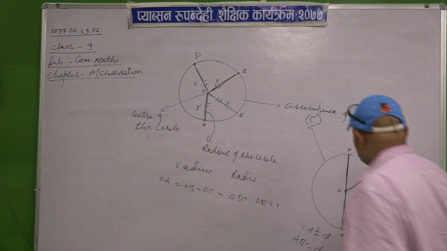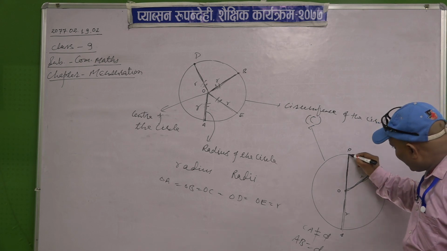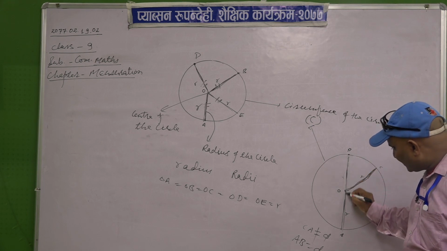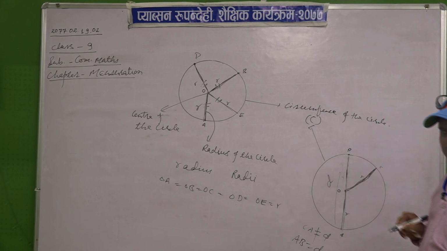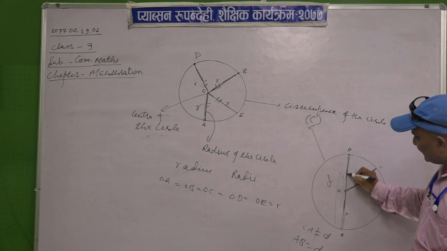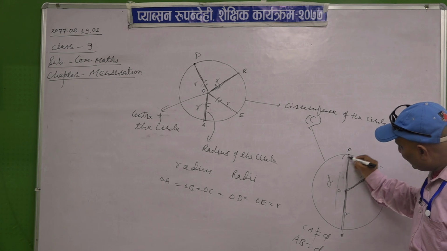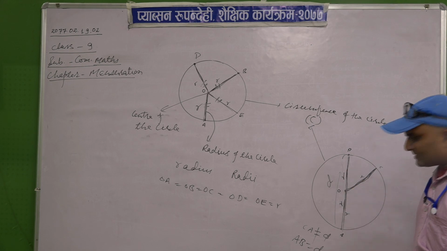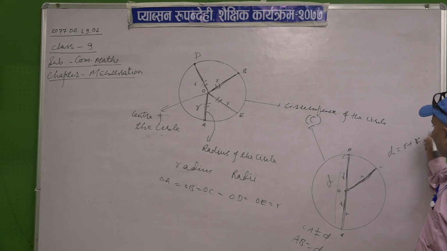Now see, this part is R, and this part is also R. This part is R, this part is also R, and this whole line is the diameter D. Now see, what is the value of D from here to here? This R plus this R. It means diameter is R plus R, that is 2R.